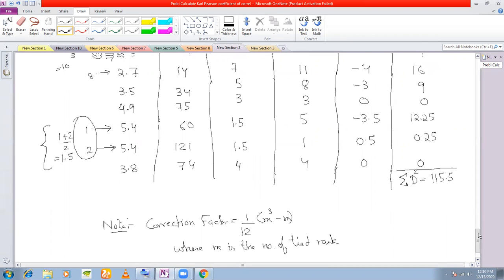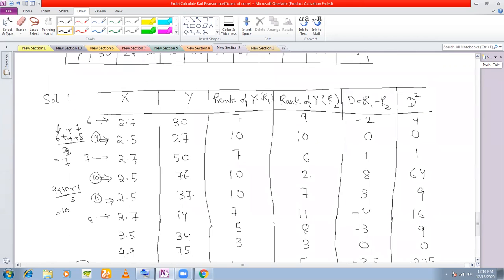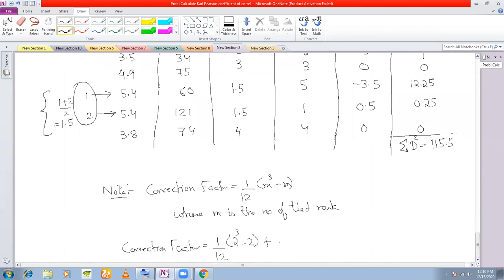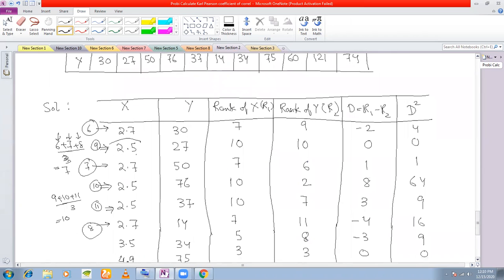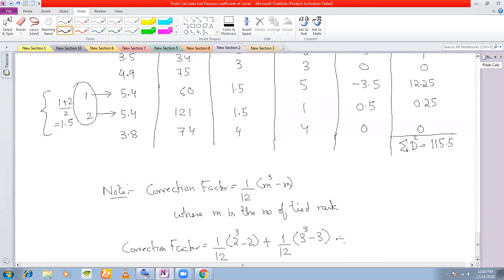Next, how many tied ranks do you have? Next, you have three tied ranks. This, this, and this, right? Three tied ranks you have. So plus 1 by 12 times 3 cube minus 3. You also have another three tied ranks. What are those tied ranks? 2.5, 2.5, 2.5. Another three tied ranks. So again, plus 1 by 12 times 3 cube minus 3.